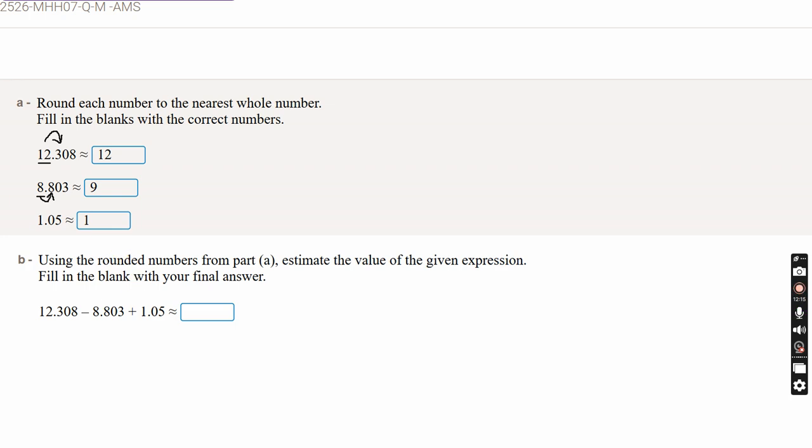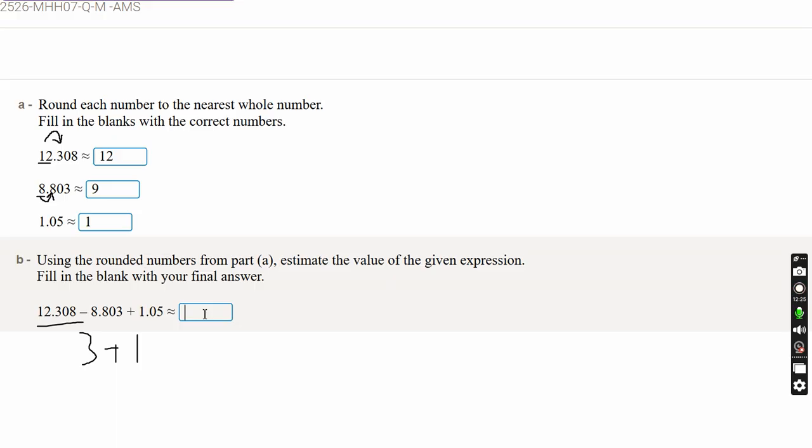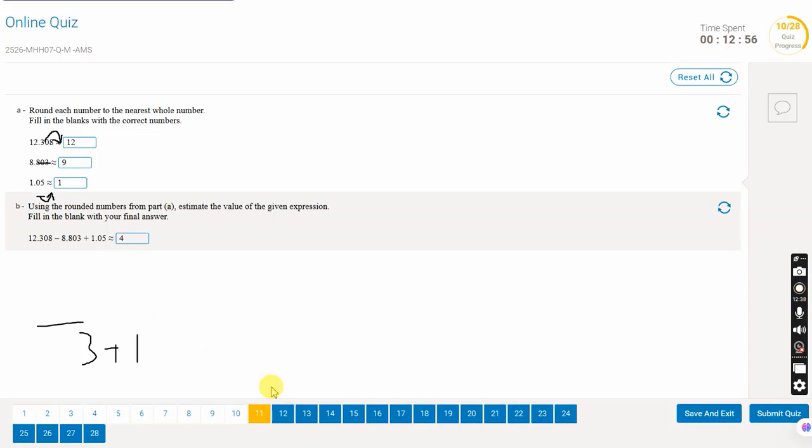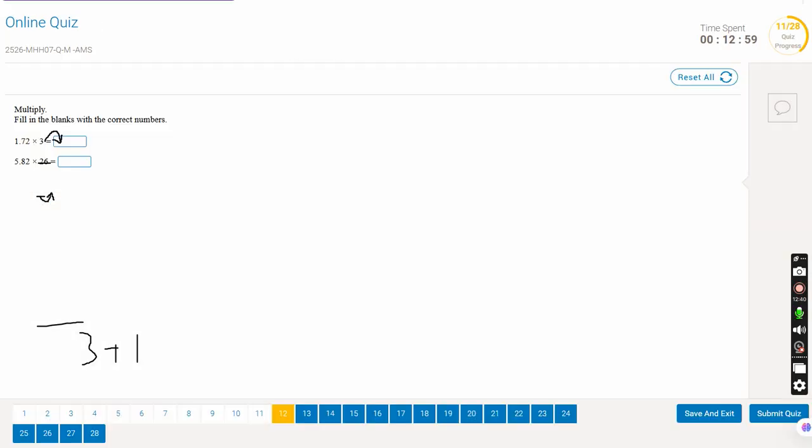Now let's subtract them. So 12, we'll subtract these two numbers. 12 minus 9 is 3. 3 plus 1 is 4. So you'll just write here 4. So instead of writing 12.308 minus 8.803, you'll write the numbers that you have rounded them to. So 12.308 will round to 12. 8.803 will round to 9. Okay? And remember, be careful about the signs. Follow them. So first subtraction, then addition for this one.